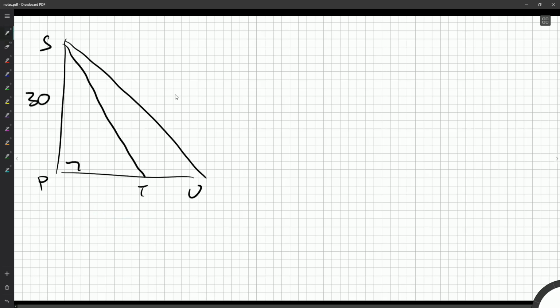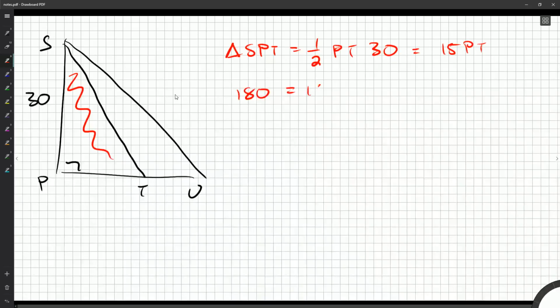If PT is the base of the red triangle, the area of SPT is going to be 1/2 base PT times height 30. Well, 30 divided by 2 is 15, so 15 PT. But I know the area is 180. So 15 times PT is 180, and length PT is going to be 12.